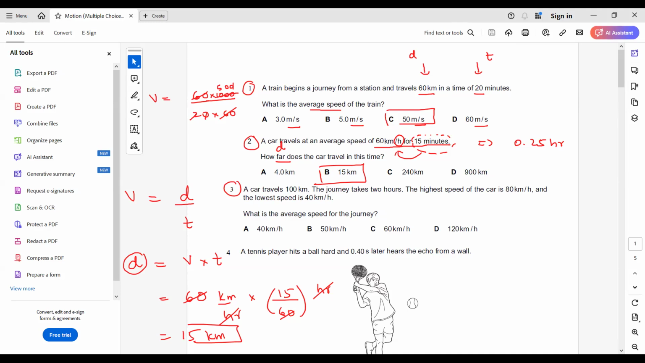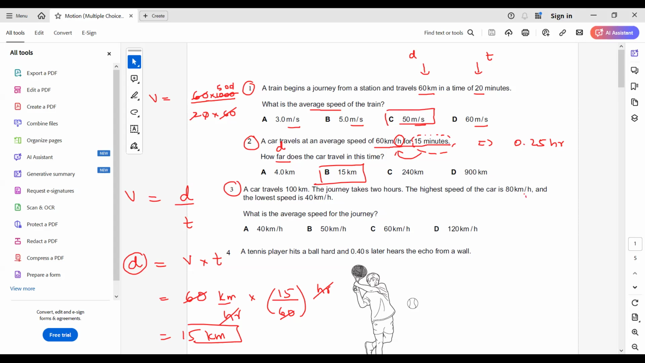Sir, I did not understand question number 2. Which part is basically causing trouble to you in question 2? Can you please let me know? Sir, speed into time is the formula for distance, right?